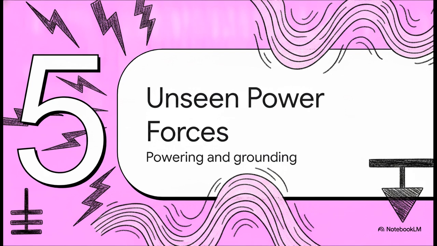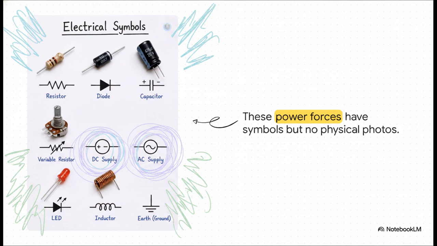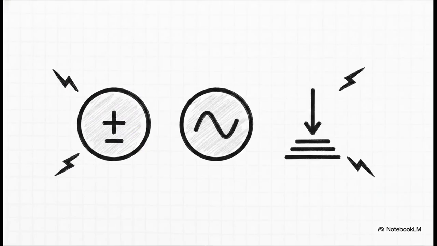Finally, Section 5, the unseen power forces. Now that we have all our individual components laid out and understood, it's time to breathe some life into this circuit and safely ground it. Now you'll notice these three vital items: the DC supply, the AC supply, and Earth, commonly known as ground, don't have physical photos attached to them. There are no tangible, clunky objects to show you here. You can't just run down to the hardware store and buy a bucket of ground or a standalone alternating current, right? That's because these are unseen forces or broader systemic concepts.